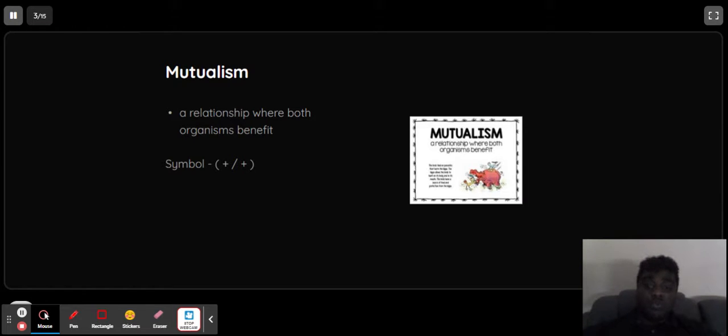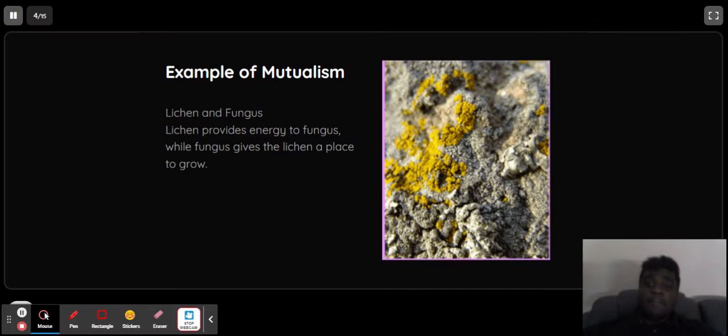The term mutual means that we both get something from it, like a tit for tat. In this case, it's a relationship in which both organisms within the relationship are getting some sort of benefit. Now, this is shown with a symbol that is a plus sign and a plus sign, which is to denote that both species are actually getting some sort of benefit from that relationship.